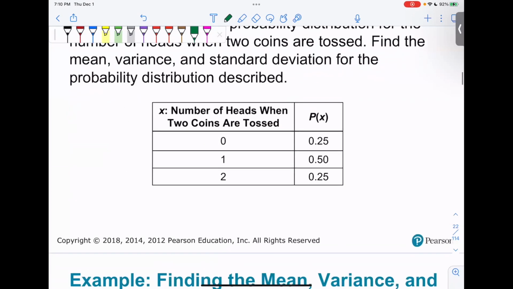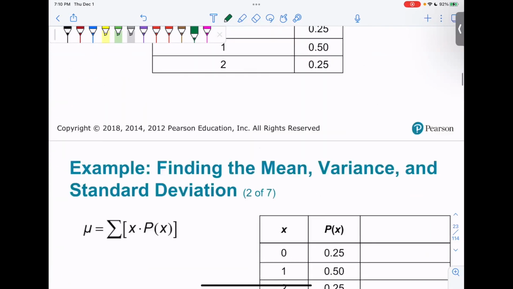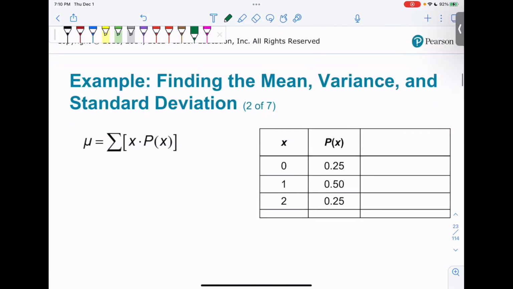So now let's see this example here. Let's find the mean and standard deviation for this. Remember we used this formula. We have probability of X, yes. Do we have X? Yes. Do we have X times probability of X? No. So we have to find this.